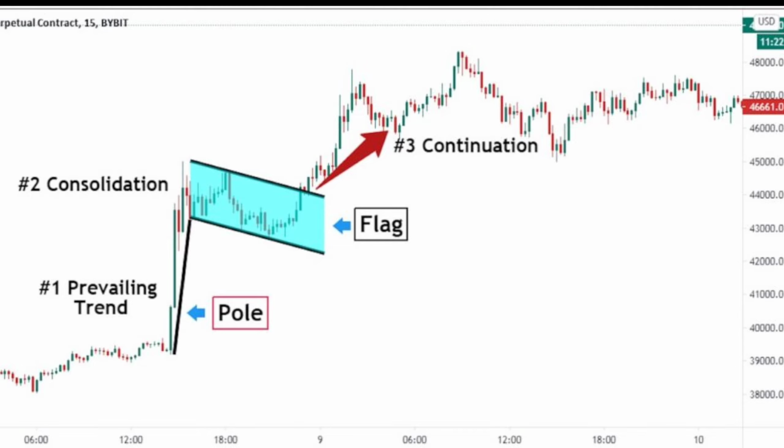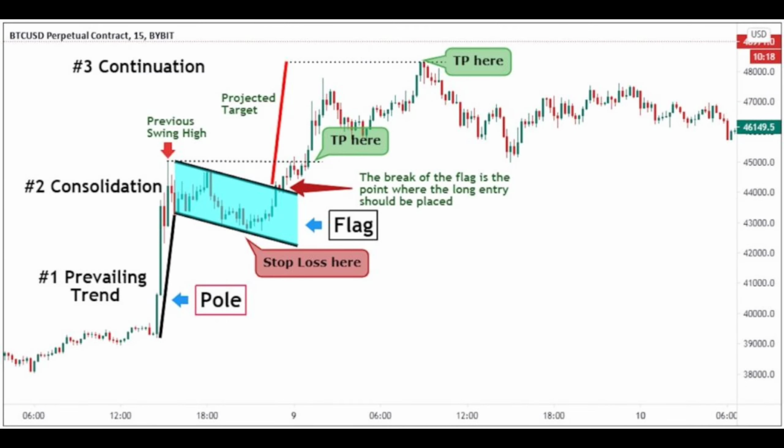Project the flagpole length. After measuring the flagpole length, you can project it upward from the breakout point. The breakout point is the level at which the price breaks above the upper trend line of the flag. Add the projected length to the breakout point. Take the length of the flagpole and add it to the breakout point. This sum represents a rough estimate of the potential price target.